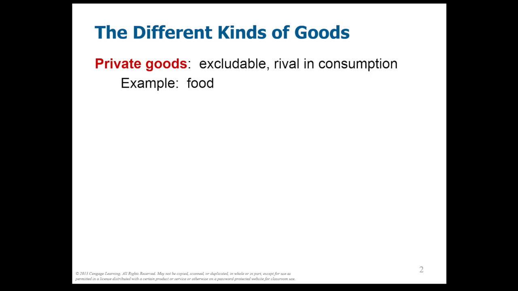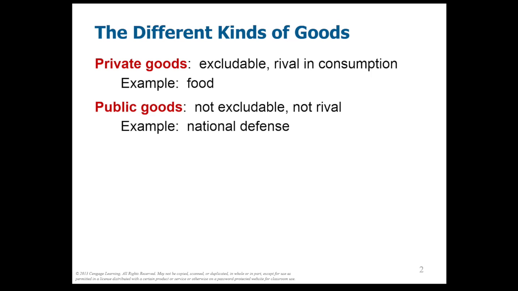Now, there's a private good. This is what you think of as your average good, food. It's both excludable and rival in consumption. A public good is not excludable, and it is also not rival. So national defense. Just because I'm here being defended by my nation does not enable you to be defended any less.